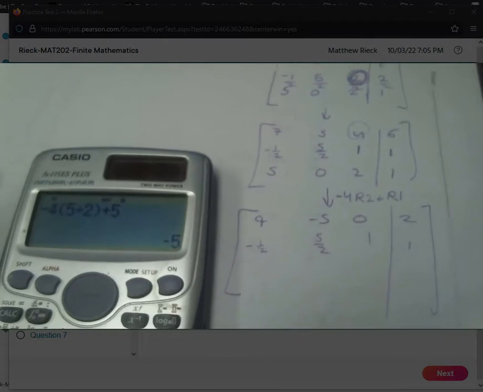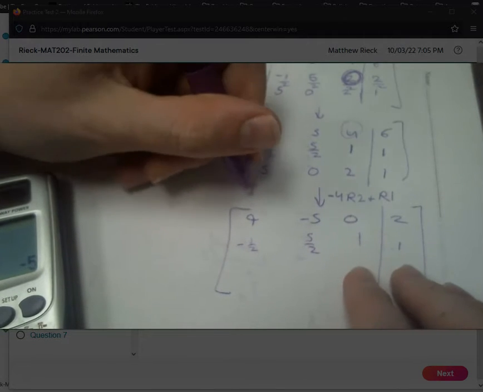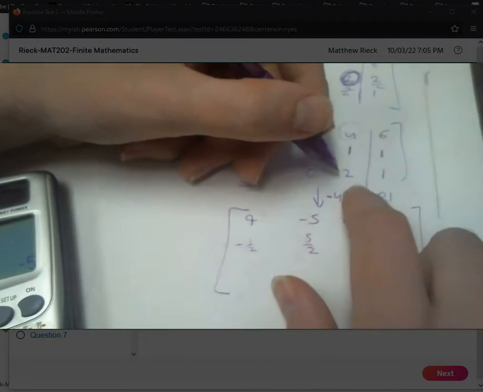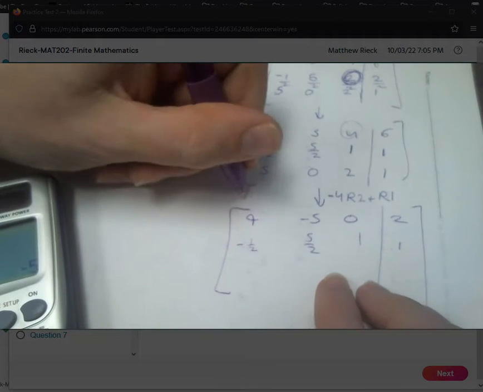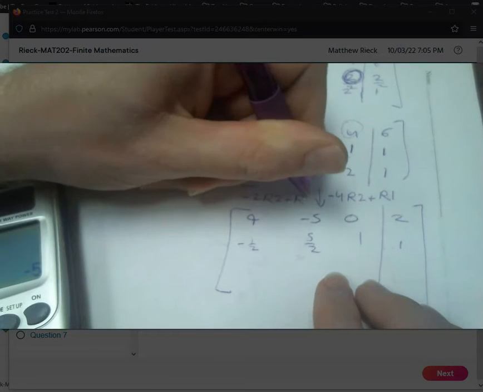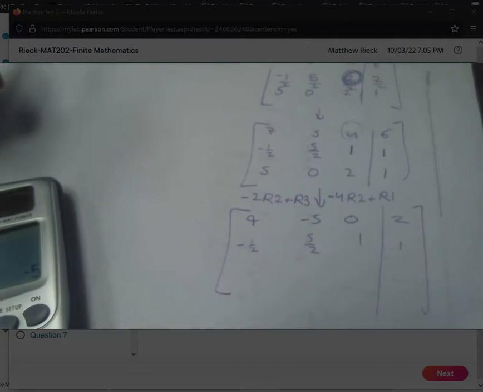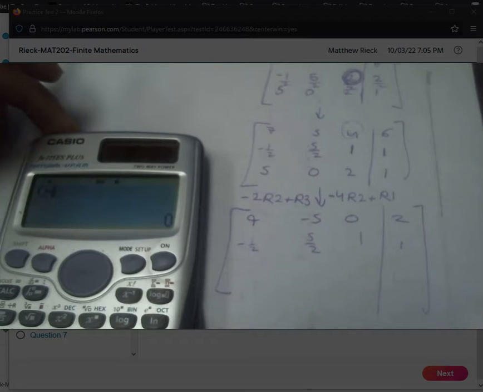So that's how I get a 0 in my first row. And then to get a 0 in the third row here, again, I need to ask myself, what do I need to add to 2 in order to get 0? So in this case, that's going to be negative 2. So we have negative 2 times row 2 plus row 3. All right, so we have negative 2 times row 2, which is going to be negative 1/2 for the first one here.